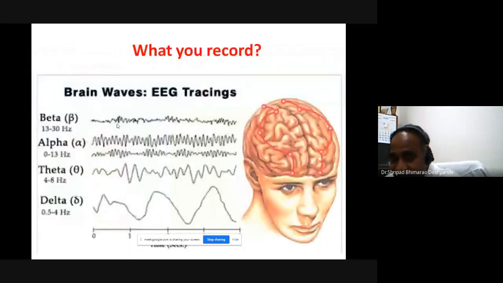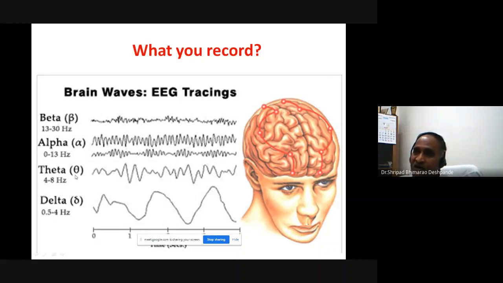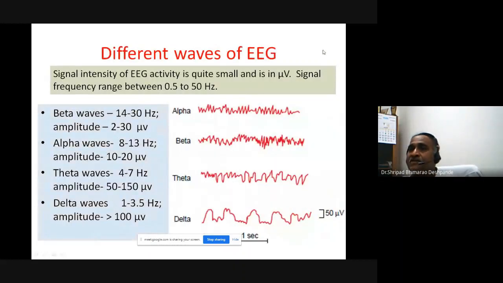So now going on to the next. This is what you record. You record the electrical activity of the brain. This electrical activity has a pattern. So when you record, we have to see what conditions you apply. Here are the recordings. We have beta, alpha, theta, and delta waves. These are 4 types of waves. I will go one by one with this. You just see the different wave patterns.